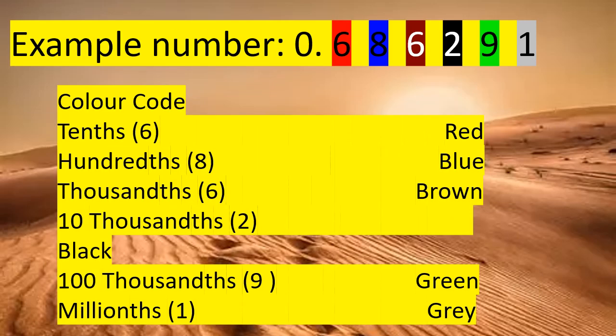So we've done the same kind of thing as before, but this time for numbers after the decimal point. So we start at the left. The first number after the decimal point is tenths. That's the number 6 in red. Then next to that we have the hundredths, number 8 in blue. Then the thousandths, number 6 in brown. Then the 10,000ths, number 2 in black. 100,000ths, number 9 in green. And the millionths, number 1 in gray.